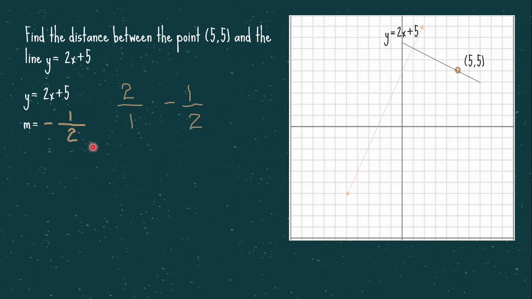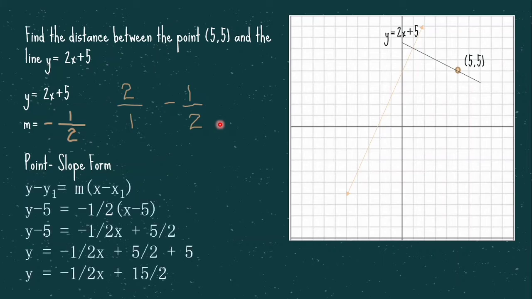Then the next thing that you need to do is to get the equation of our line segment. So we need to get the equation of this line right here. And in order to do that, we will use the point-slope form.